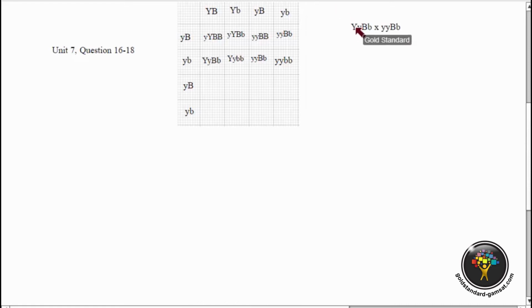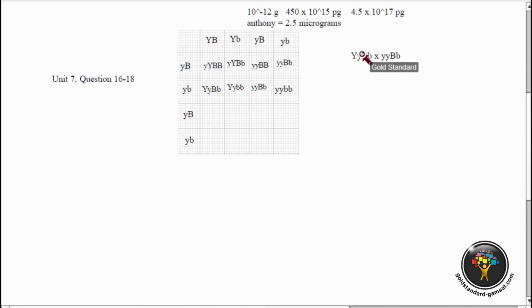Now, in terms of what gametes this individual can produce, because the Y's and the B's are going to assort independently of each other, the possible options in this dihybrid cross are big Y, big B. That's what this is here. Then big Y, small b, small y, big B, and small y, small b, which is here. So this represents this organism.